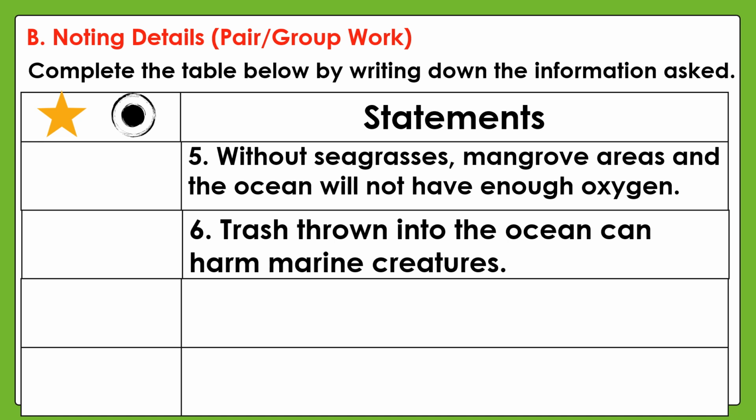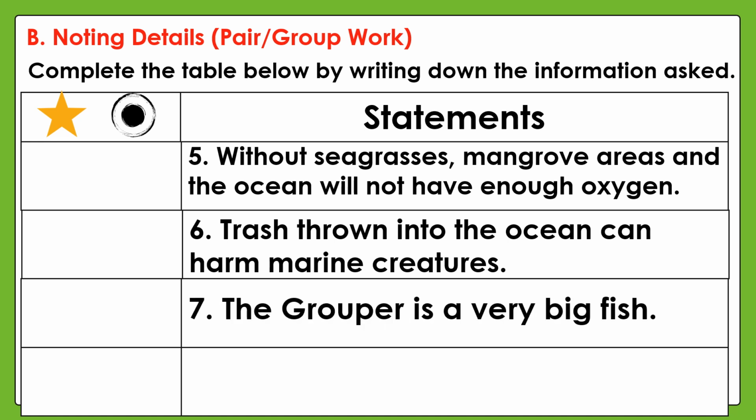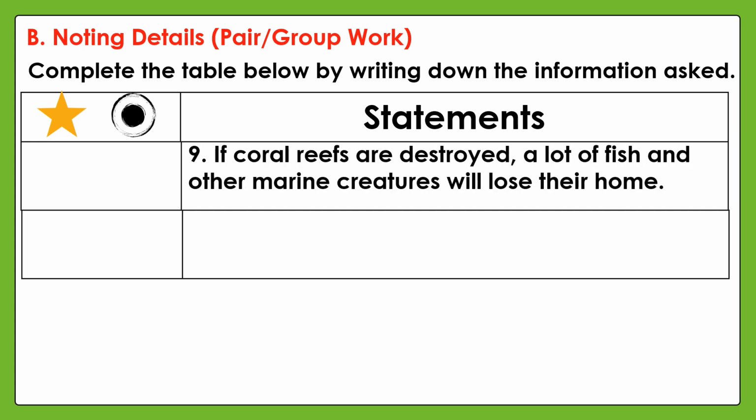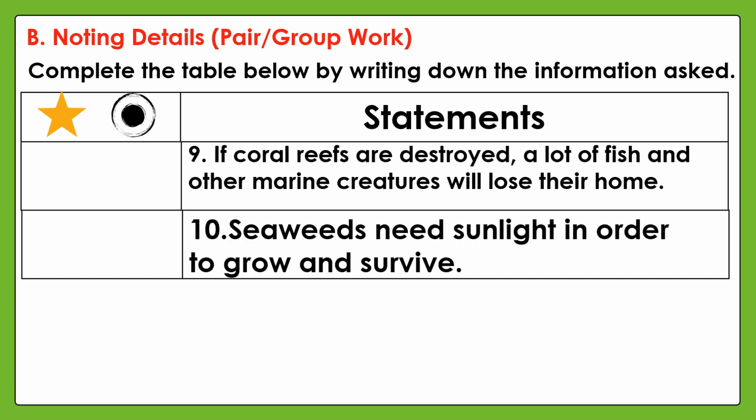Number 6, trash thrown into the ocean can harm marine creatures. Number 7, the grouper is a very big fish. Number 8, many coral reefs in the Philippines have been destroyed due to dynamite fishing. Number 9, if coral reefs are destroyed, a lot of fish and other marine creatures will lose their home. Number 10, seaweeds need sunlight in order to grow and survive.